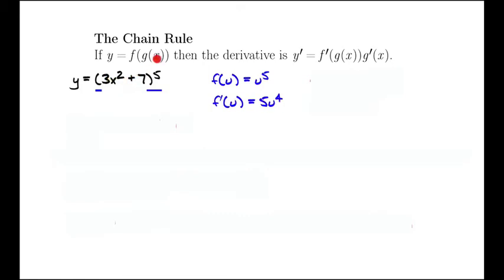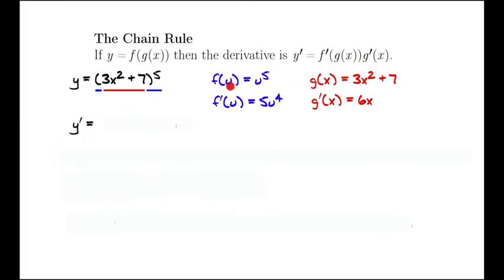What's left inside here is the inside function, that's g of x. The 3x squared plus 7 is going to be g of x. So that part right there is going to be our g of x. That's 3x squared plus 7. We'll need its derivative, which is 6x. So now we can put together the answer by using this formula.